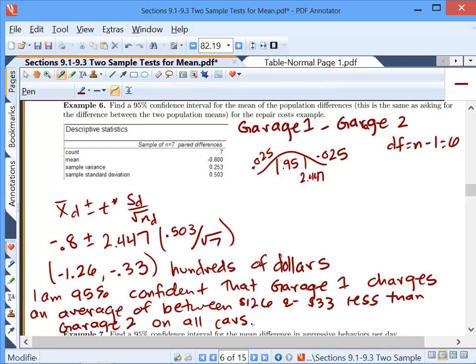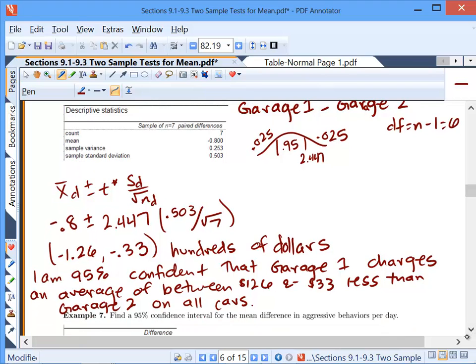Okay. Or however you want to reword that, but looking at it, we knew that garage 1 was less, and so you just need to throw in that word somehow, the average of the populations. Again, the biggest thing is just how you're interpreting it, making sure you do it right with your paired differences.